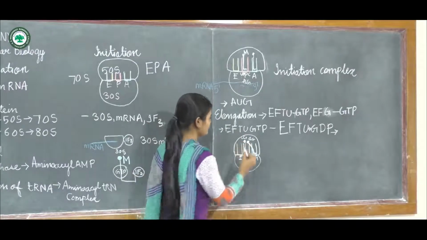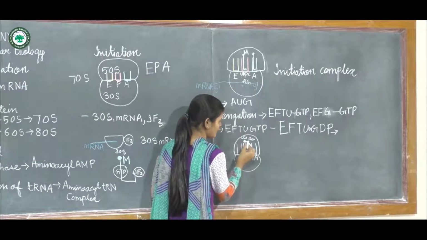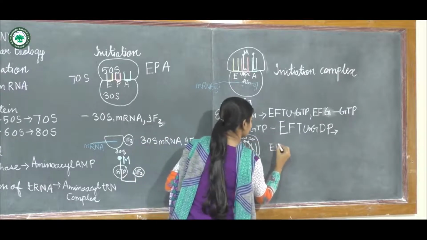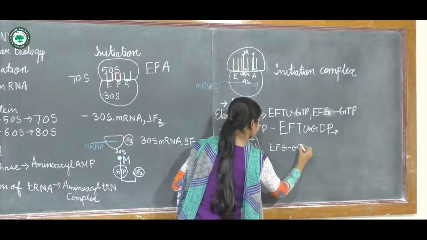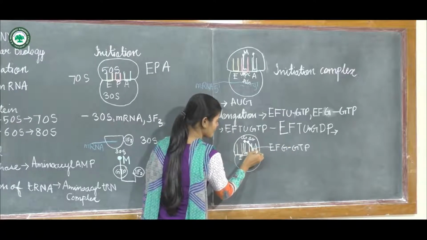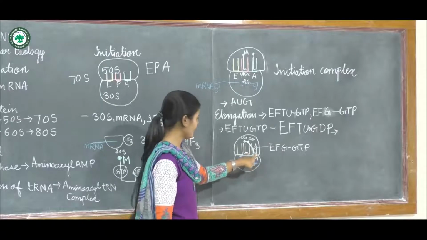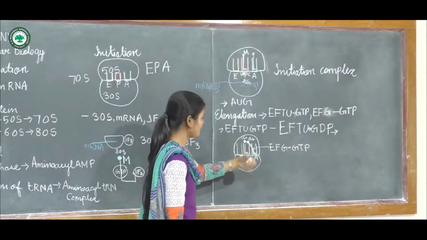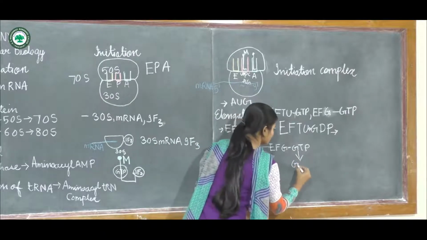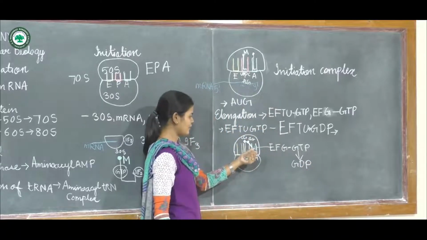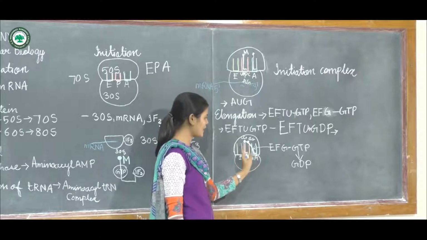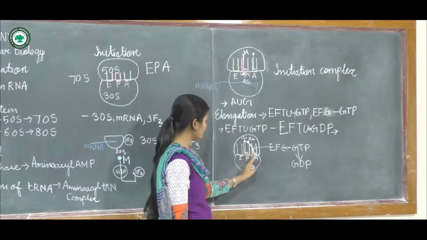There is a peptide bond formation between these two amino acids. Now EF-G GTP, this elongation factor, has bound to the A site, carrying the next tRNA. Now what will happen? This EF-G GTP will get converted into EF-G GDP. After this, the tRNA will bind when it is in the hybrid state. Hybrid state means half the portion is present in the P site and half in the A site.